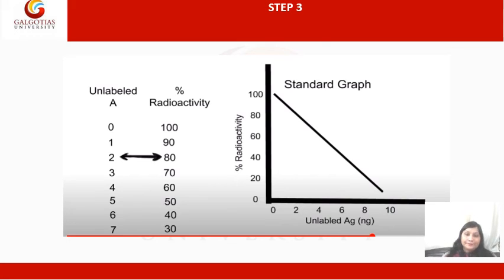Now we will plot these values and make a linear standard graph. On the y-axis we have taken the percentage radioactivity, and on the x-axis the concentration of unlabeled antigen in nanograms, and we will get a descending graph like this. This is actually the standard graph. Remember that we have not yet used the sample serum. These are all solutions that we have made in the lab. We have not yet used the sample serum.